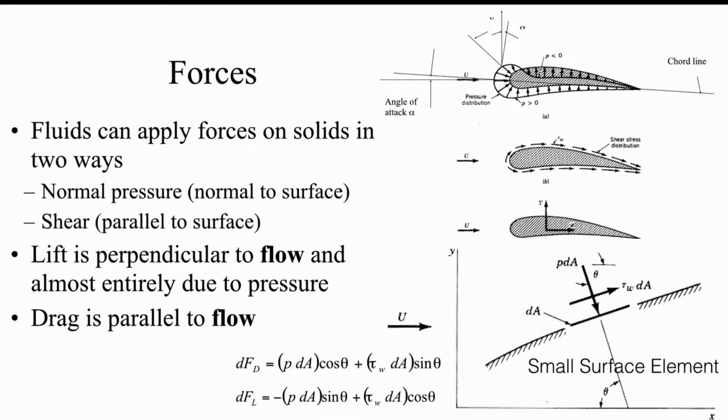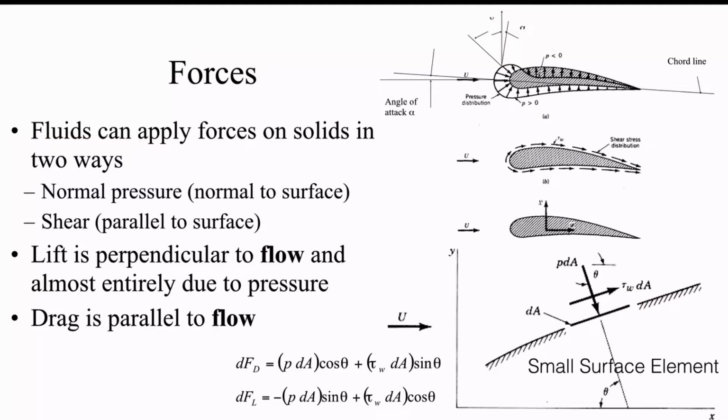The other way that we can exert a force is shear force, and that's parallel to the surface. That's due to viscous friction. And the higher the viscosity, the higher that viscous friction is going to be along the surface there. If we take a small surface element, say from about here, we can pick it out and say this surface element has shear stress in that direction and pressure force acting in this direction over this small little elemental area.